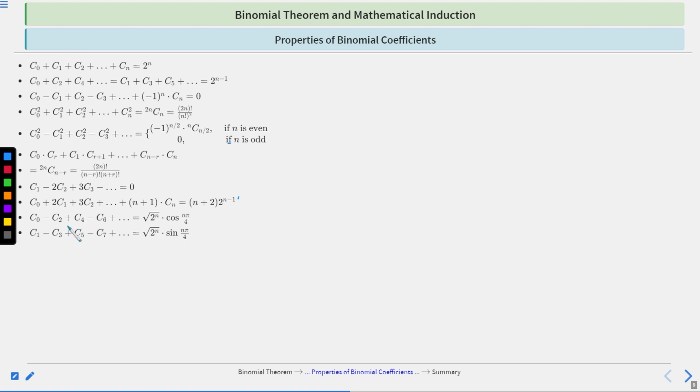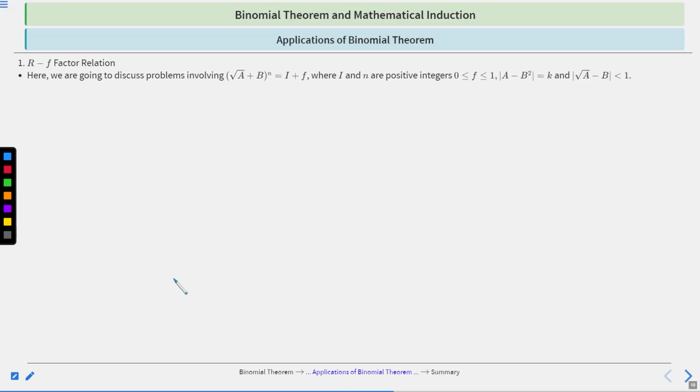Also C0 minus C2 plus C4 minus C6 can be represented as 2^(n/2) times cos(n pi/4). Also the sum of odd coefficients with alternating plus and minus signs, C1 minus C3 plus C5 minus C7, can be represented as 2^(n/2) times sin(n pi/4). Clear?